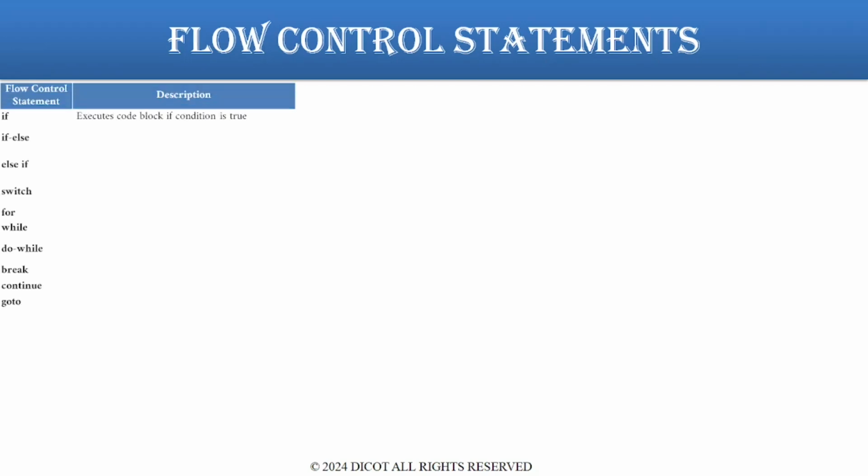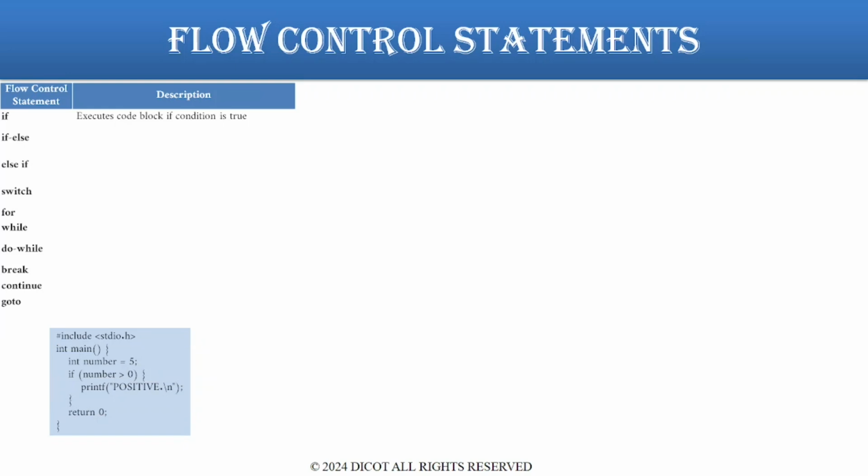In this presentation, we will have discussion on the topic, the flow control statements in C. The if statement allows you to execute a block of code only if a specified condition is true. Example.